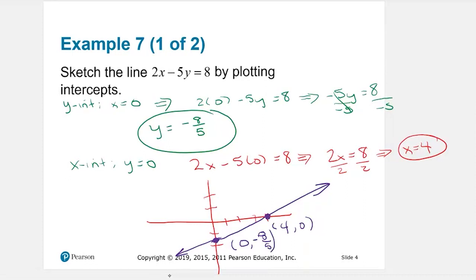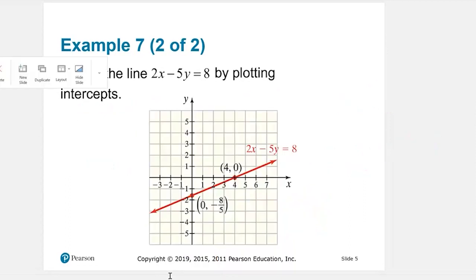So if it says by plotting intercepts, you have to plot those 2 points. If you plot other points that work, you'll still get it wrong, even if it works and it looks exactly like the same line. And that's a nicer version of what I just did. Okay, so we have our x-intercept 4, 0, and our y-intercept 0, -8/5, and we connect the dots.